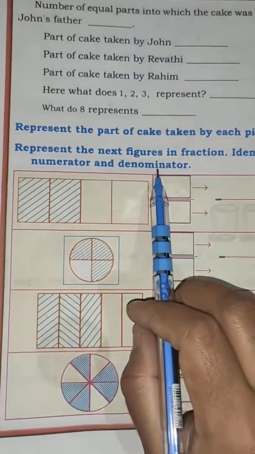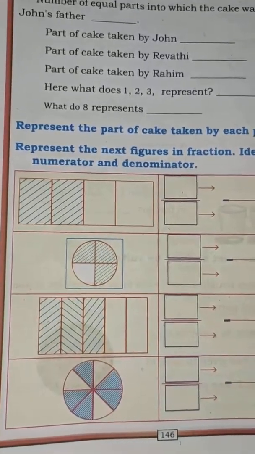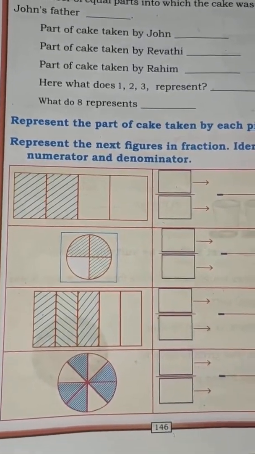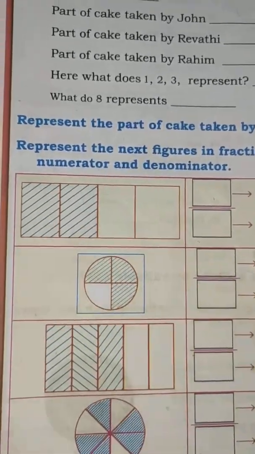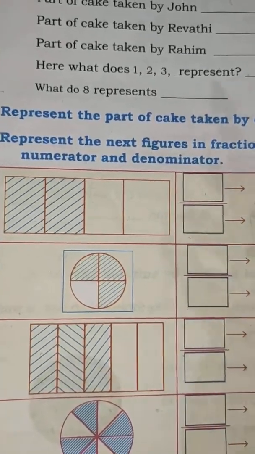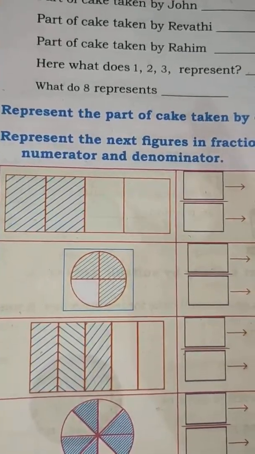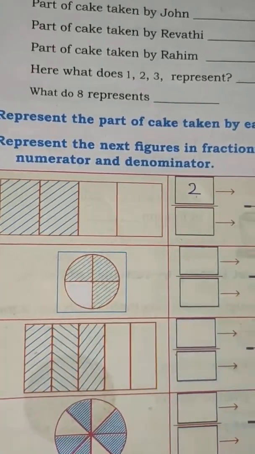First you have to write these fractions for each figure. Then you have to write the numerator and denominator. Okay. So here, now you tell me how many parts have been shaded. Now you tell me what is the numerator for this figure. Numerator in the sense the selected parts. It is 1, 2. So 2 are shaded parts.